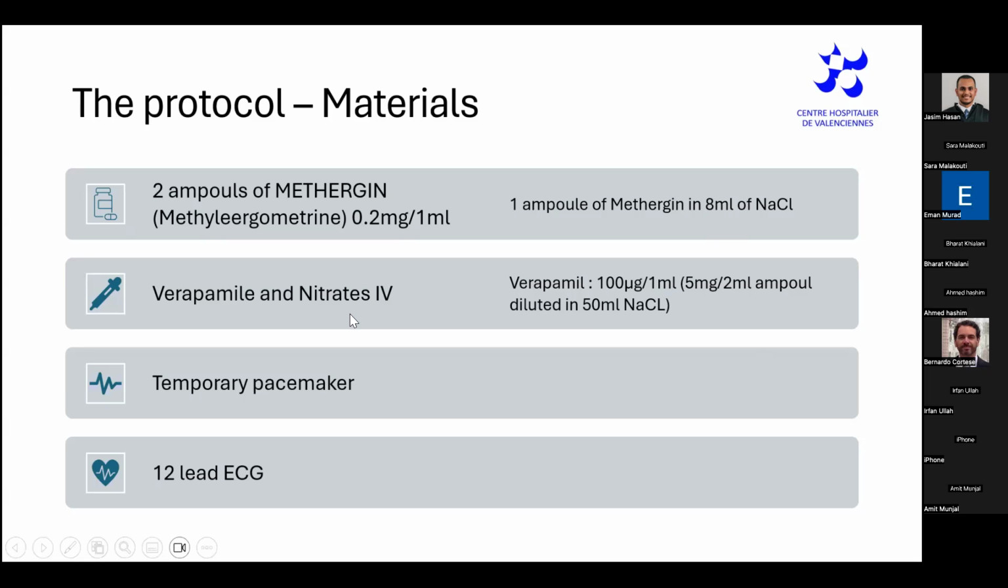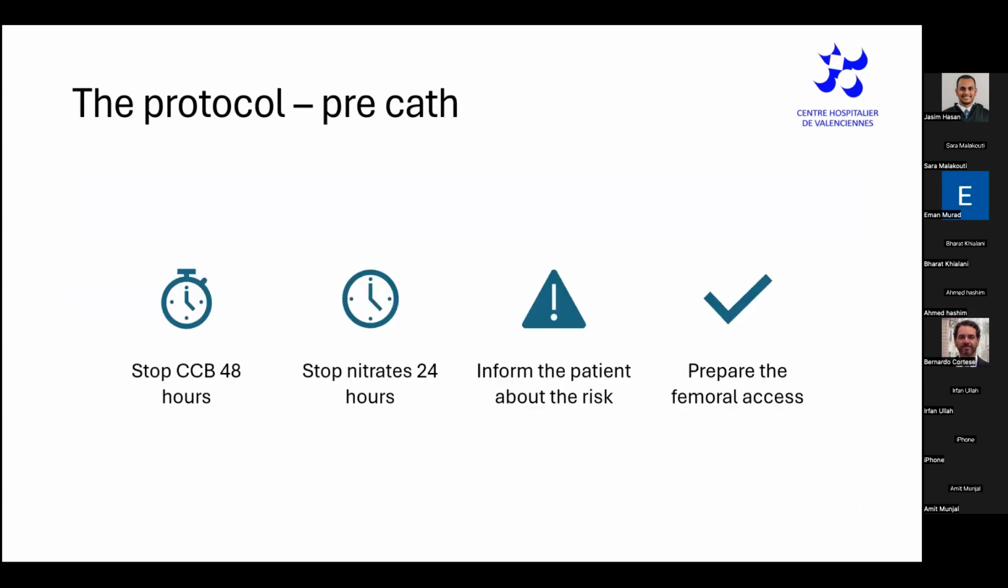We prepare verapamil IV as well, and nitrate IV. Those are the doses. We have to have easy access to a temporary pacemaker. We don't leave it on the shelf, we keep it next to the table. Most cath labs now have a 12 lead ECG, so you have to have access to a 12 lead ECG. In our hospital, the protocol is to stop the calcium channel blocker 48 hours before the exam and nitrates 24 hours before. We inform the patient about the risk, because the risk is a little bit higher compared to normal angiography, but still, it's in a controlled environment.